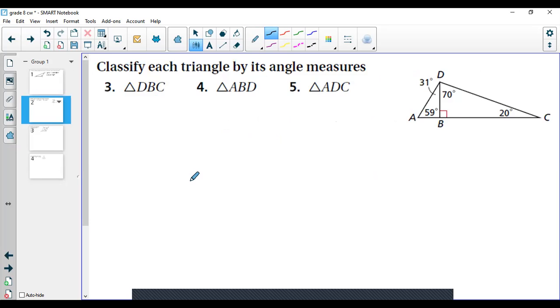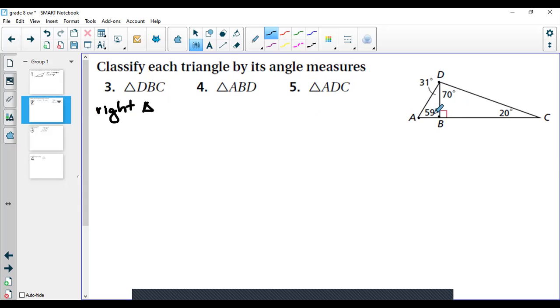Classify each triangle by its angle measures. So we have to find for angle DBC. So they're talking about angle DBC. At first glance, you can see that they gave this to be a right angle, which means angle B is a right angle. So what does that make triangle DBC? That makes it a right triangle, because there is one 90-degree angle here.